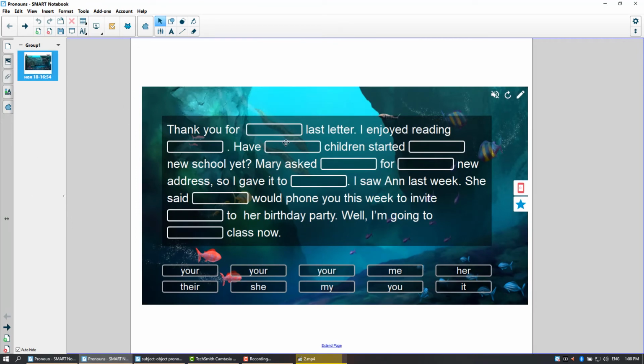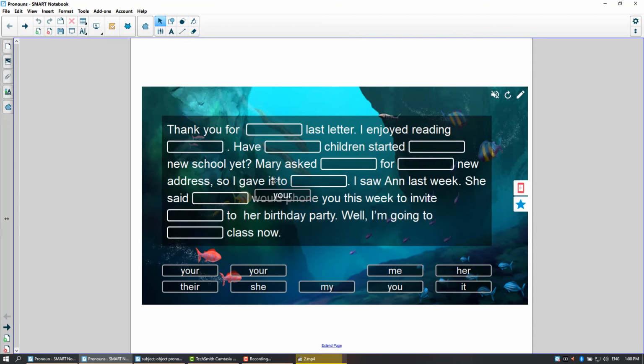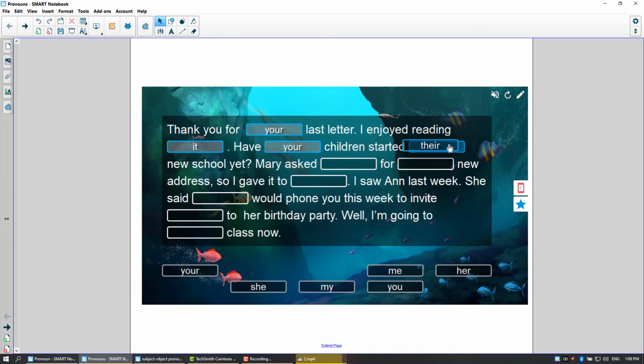Here we have to move the pronouns to the suitable places according to the meaning of these sentences. Let's see. Thank you for your last letter. You are thanking someone for the letter that he sent to you. I enjoyed reading what? I need a pronoun that is related to the letter. Singular noun, so we need a singular pronoun, and the letter is not human, so we need it. I enjoyed reading it. Have your children started their new school yet? I'm telling someone about his children, so I mean the school of the children. So their school, their new school.